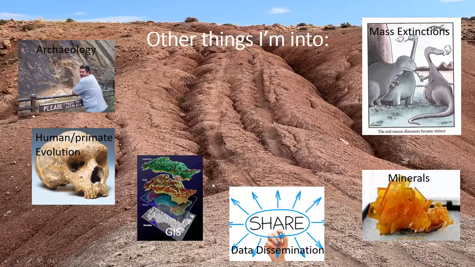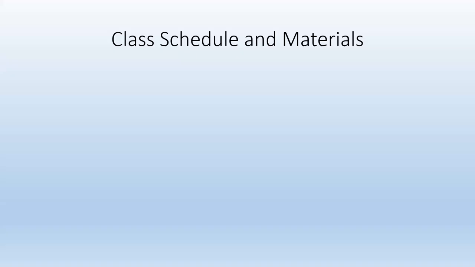Anyway, other stuff I'm into, archaeology, human and primate evolution, GIS, data dissemination, learning how to share large packages of information across the world, minerals. I have a huge mineral collection. I love minerals. And then I love looking at mass extinctions and how they affect evolution. And generally, after you have a mass extinction, you generally get a mass evolution, or what they call a radiation that happens, animals exploiting now vacant niches. Right? But enough about me.